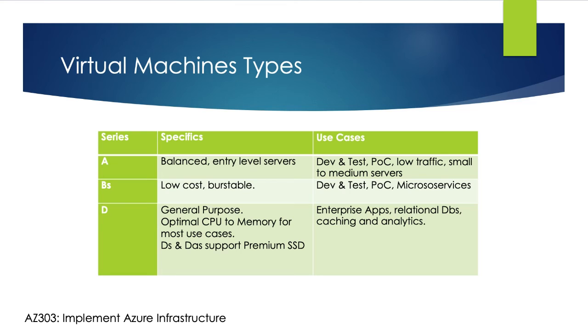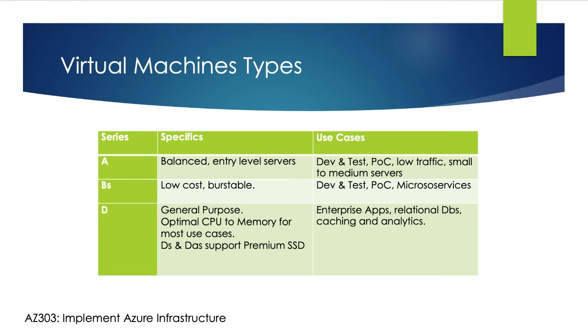Next we have the BS series. These are quite a special kind of VM. They're low cost, but they're what's known as burstable, which means as they need more power, they can automatically have more power assigned to them for that particular moment in time. Again, the use cases tend to be fairly small, dev, test and proof of concepts, but they're also quite well suited to microservices.